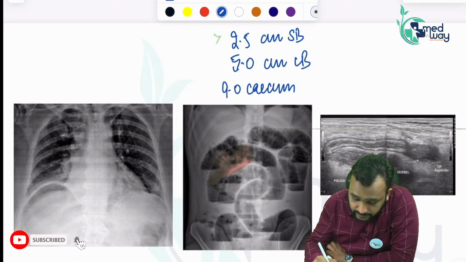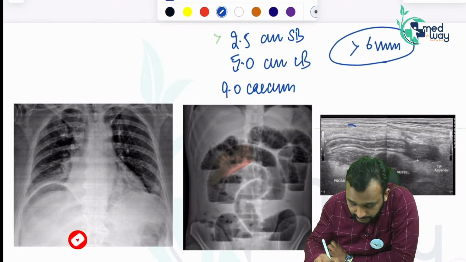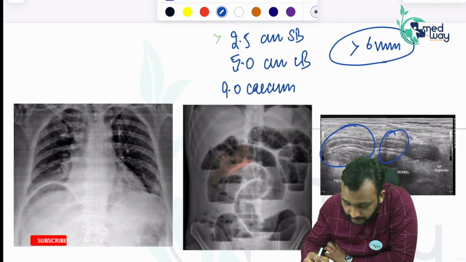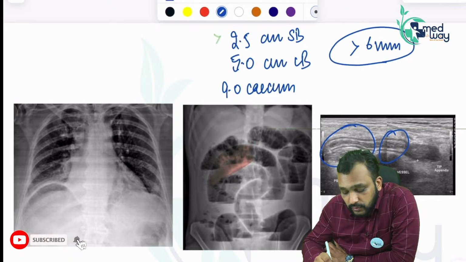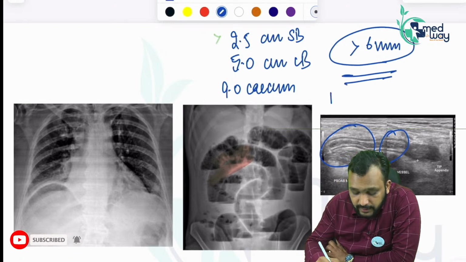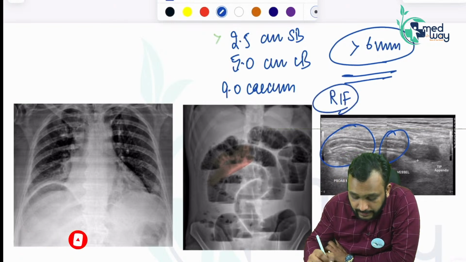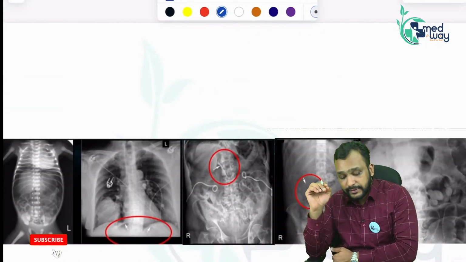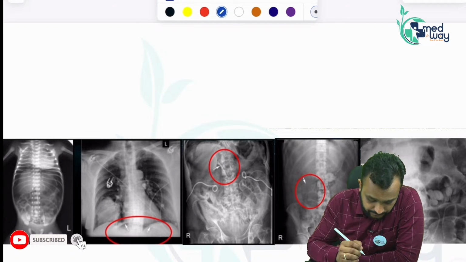And in the last image, guys, we can see that there is a thickening of the appendix. The outer wall to wall diameter is more than 6 mm. The patient will present with pain in the right iliac fossa. The first investigation in this case is an ultrasound.